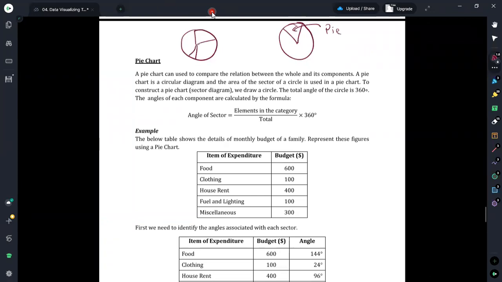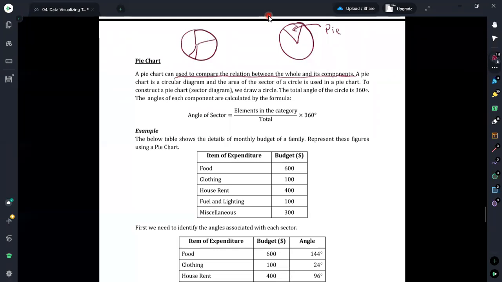Therefore, it is the very basic idea about the pie charts, and these pie charts can be used to compare the relation between the whole and its components. Suppose you need to have an idea regarding the portion that we have allocated for a particular category out of its total components. For such a comparison, it would be really nice if you can use the concept of a pie chart.